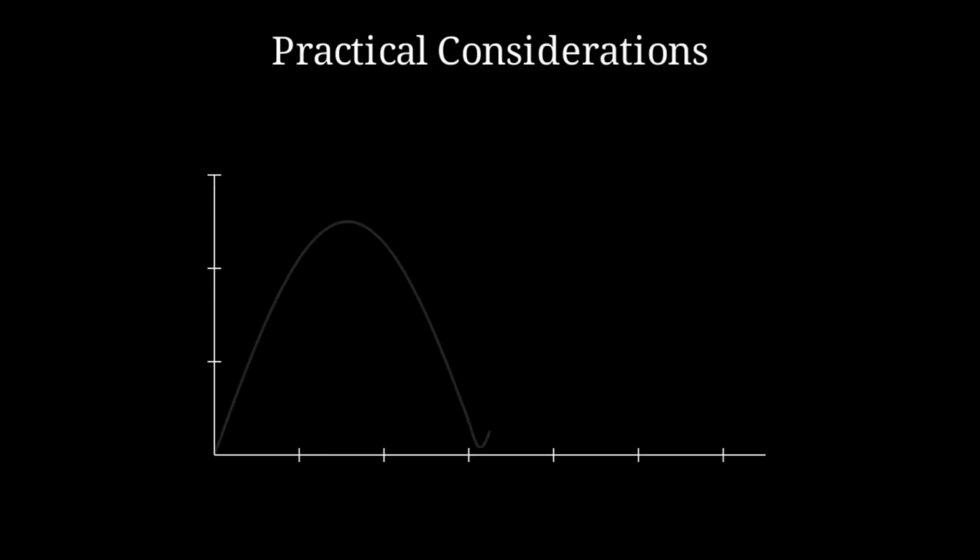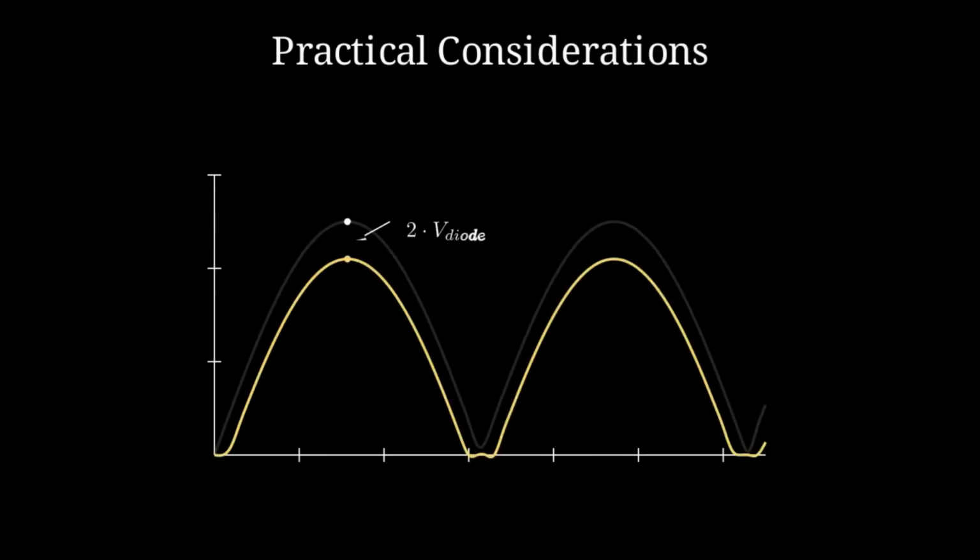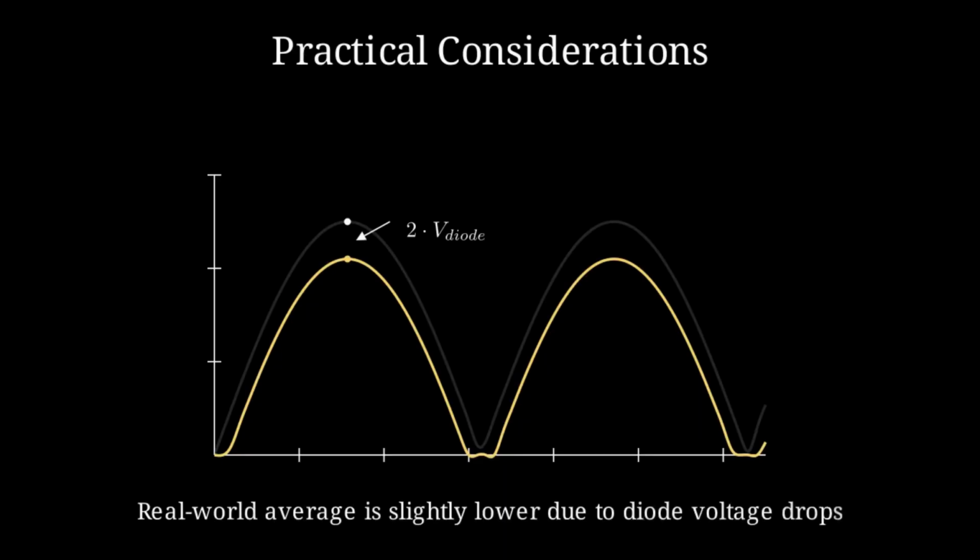In real-world circuits, diodes have a small voltage drop, usually 0.7 volts each. In a bridge rectifier, the voltage passes through 2 diodes, so the actual mean value will be slightly lower than the theoretical calculation we performed today.